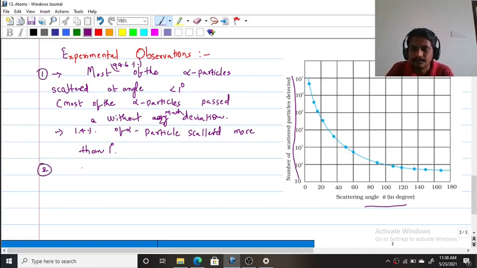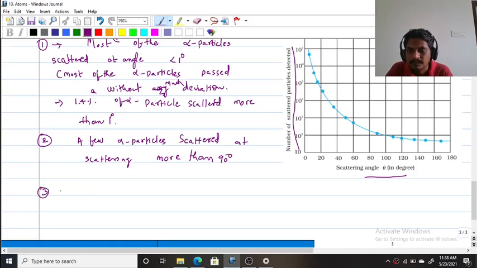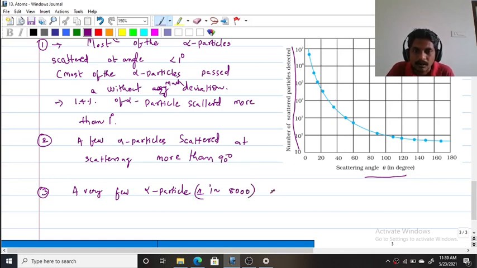The second one is that a few alpha particles are scattered at a scattering angle of more than 90 degrees. It is also found that very few alpha particles, 1 in 8000, are back scattered.